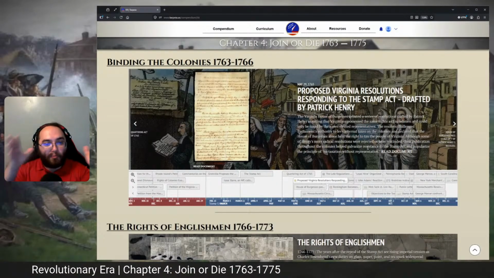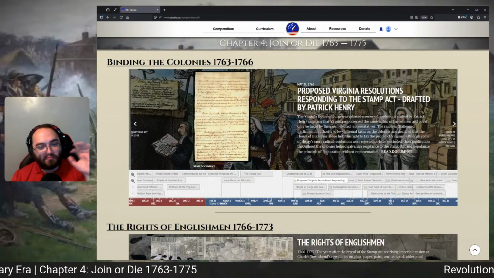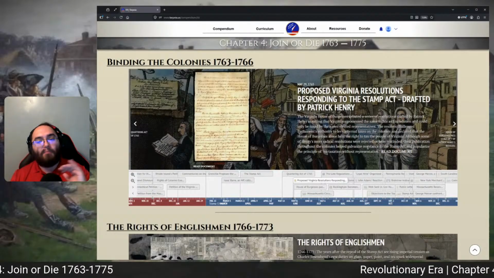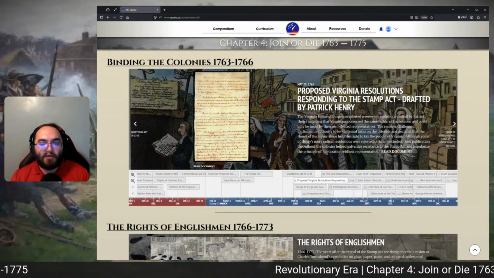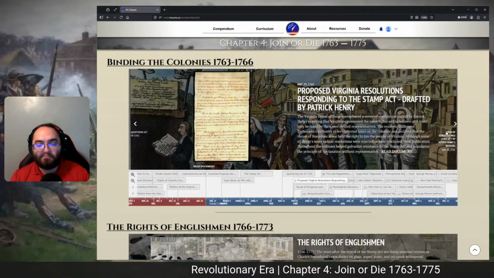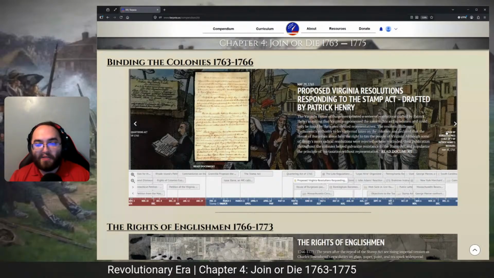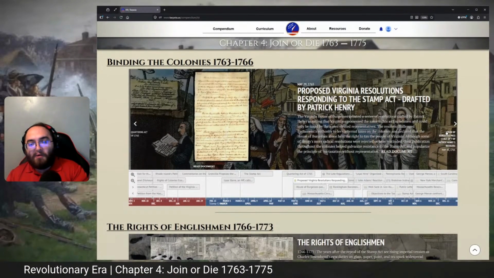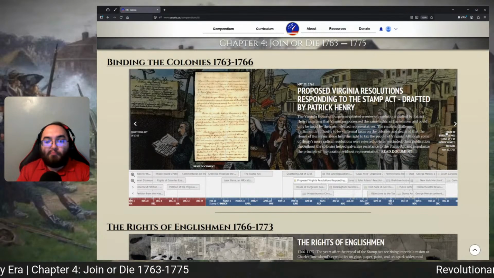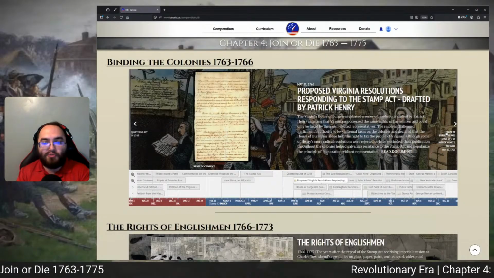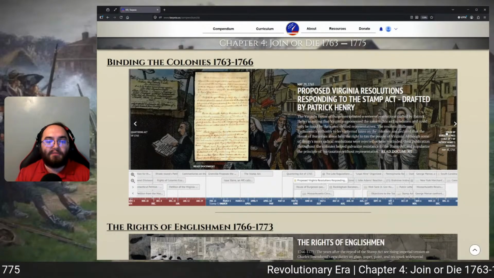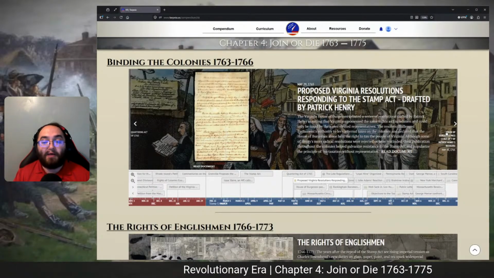And that's the whole point of our project, is to make the primary sources known, but also provide the full text of each of these documents so that you guys can study it. And so here are the proposed Virginia resolutions responding to the Stamp Act. It was drafted by Patrick Henry.